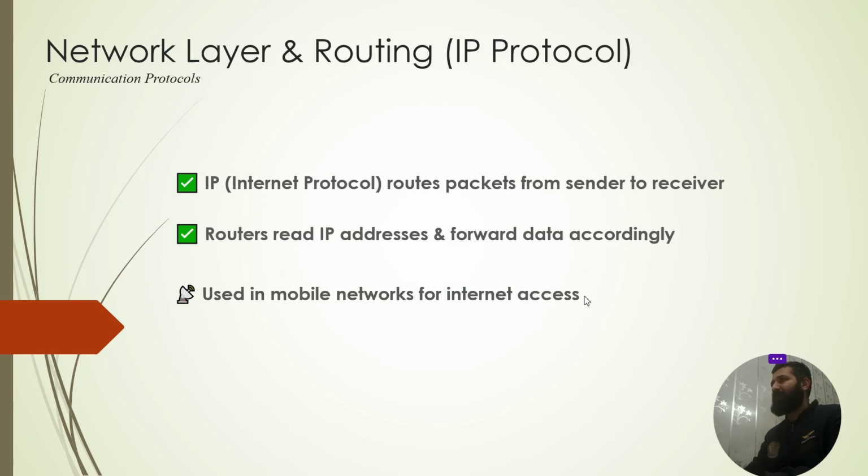Now let's talk about how the network layer handles data routing. The network layer ensures data packets reach the correct destination using IP addresses. Routers inspect IP addresses and forward packets to the next destination. For example, if you send a message from your phone, routers guide it through the internet to the recipient.